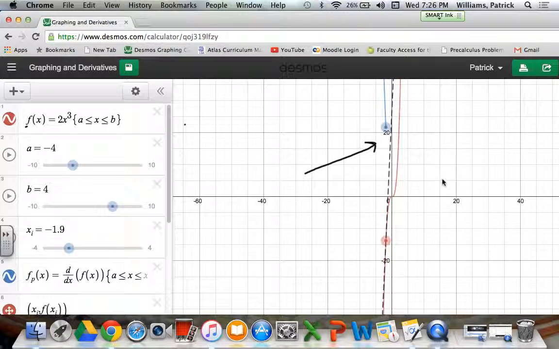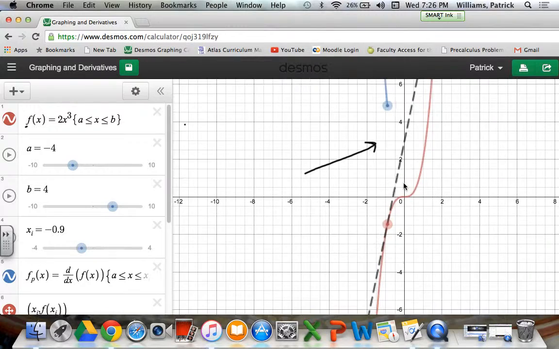The derivative is getting less and less. And as I keep moving towards 0, it gets shallower still. The blue line keeps moving down. Now, this is what I was just describing. Look what happens here, okay?